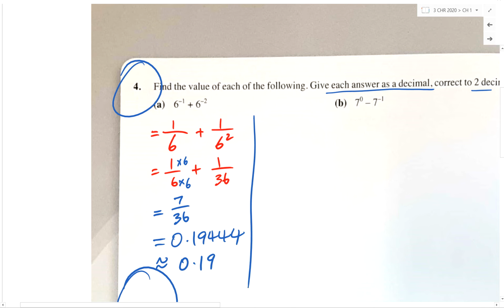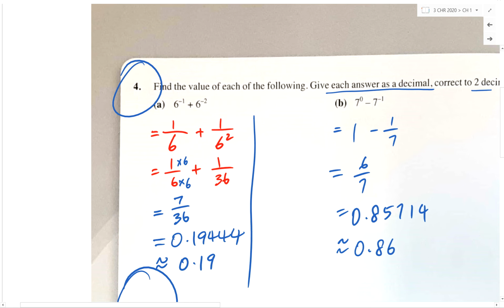Next one, 7 power 0 minus 7 power negative 1. Can you use calculator straight away? Can, but I like to practice and recap. 7 power 0 is 1, minus 7 power negative 1 is 1 over 7. Answer: 6 over 7. Is this in decimal? No. So 6 divided by 7, and we have 0.8571. Write a few more if you want to. Round it off to 2 dp, 0.86. Done.